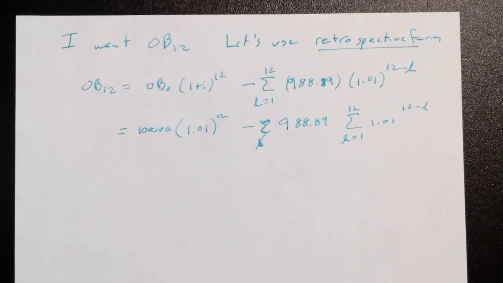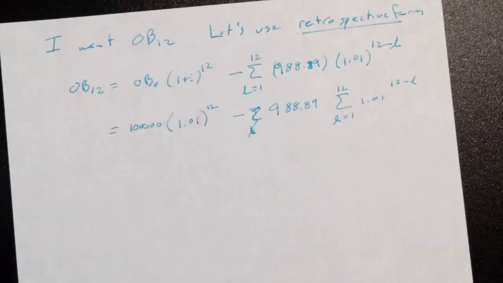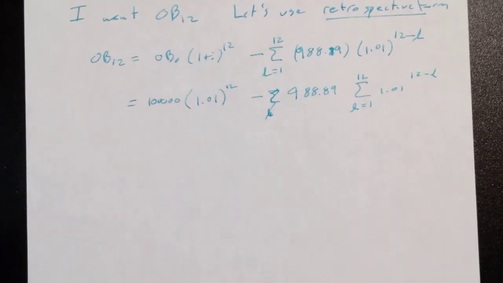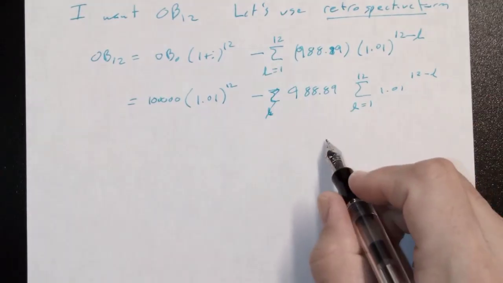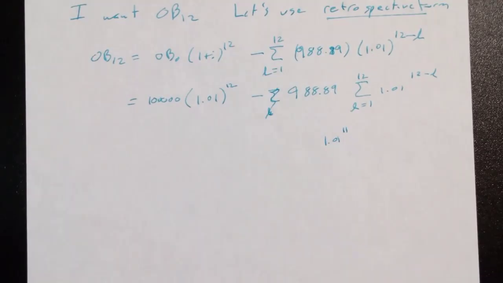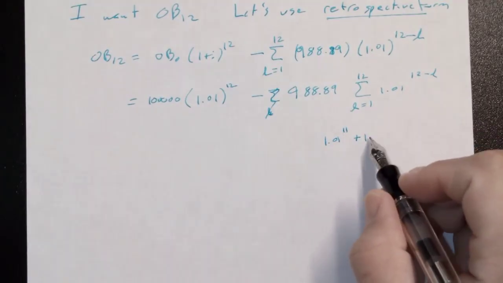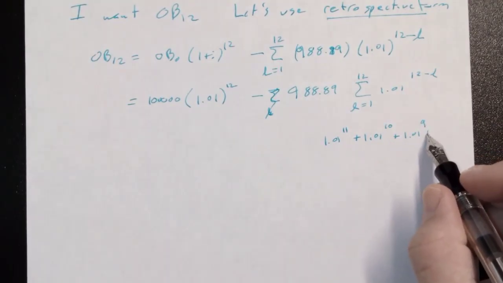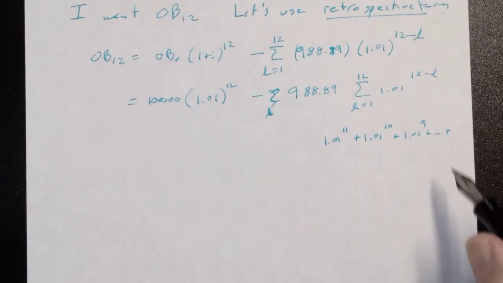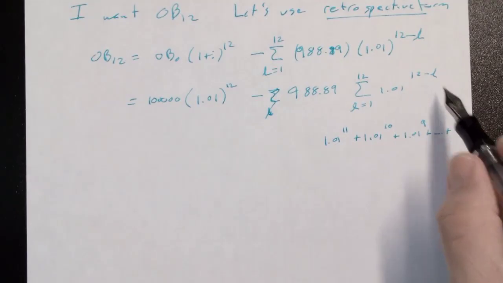The hard part is that last bit, right? That's disgusting looking. Except that's a lot nicer than I think it is. Let's take a look at that a little more closely. What is that expression? When L is 1, that's going to be 1.01 to the 11th. When L is 2, that's going to be 1.01 to the 10th. When L is 3, that's going to be 1.01 to the 9th. And it's going to keep going until we get to L equals 12. 1.01 to the 0 is just 1.